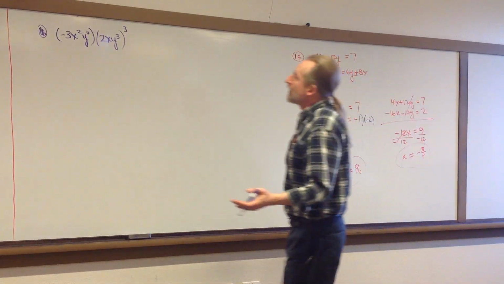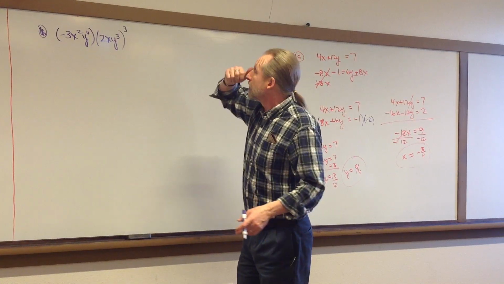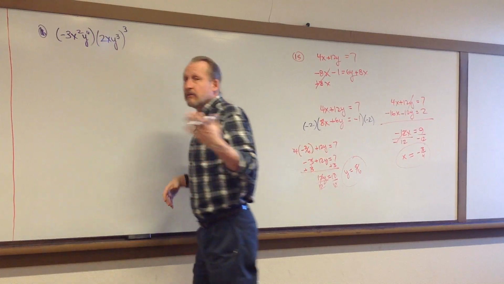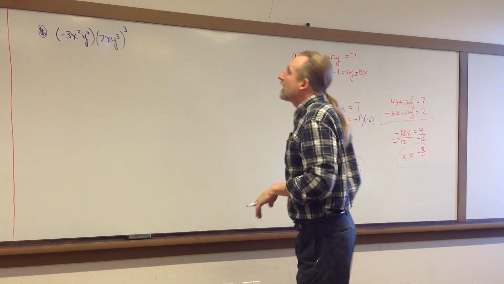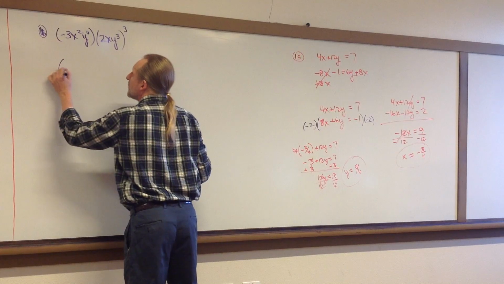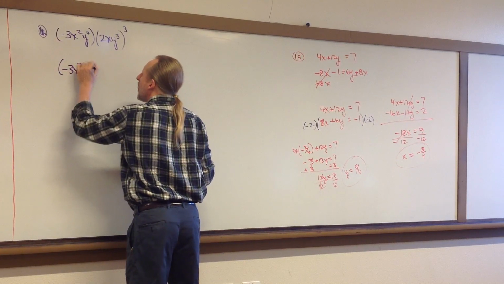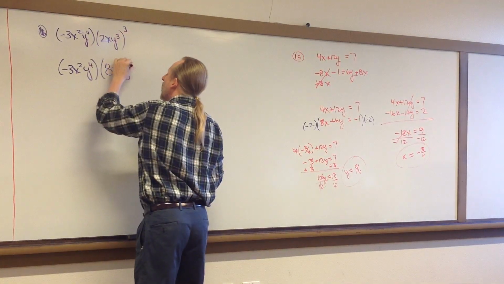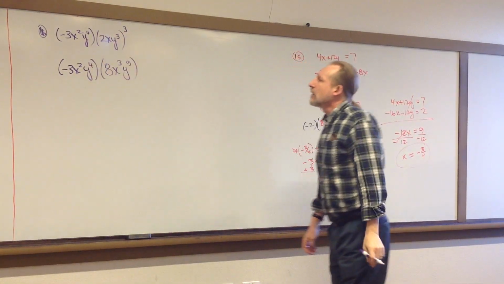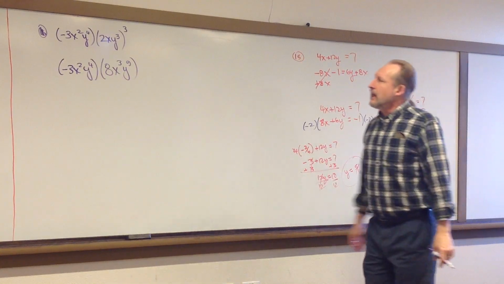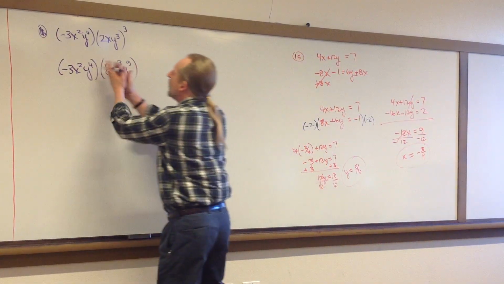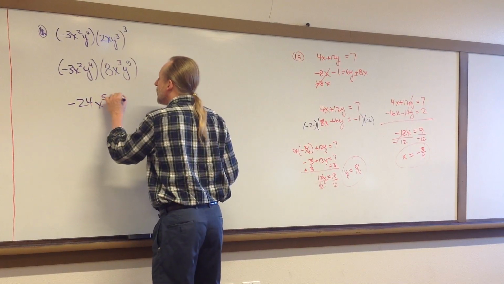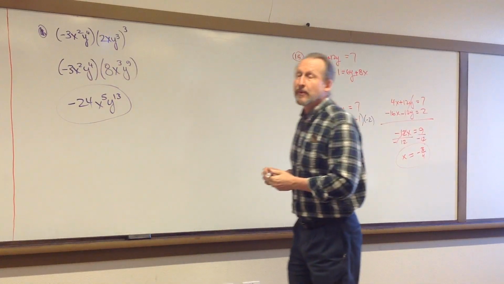So, the order of operations says we should do this exponent first. Inside the parentheses themselves, there's nothing really that we need to simplify. So this one will just stay the way that it is. This one, everything will get raised to the 3rd power. So we'll come out of that with 8x to the 3rd and y to the 9th. And now we can multiply, put these two together. -24 x to the 5th, y to the 13th power.